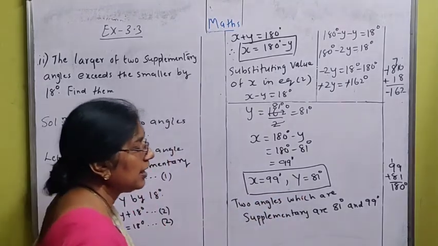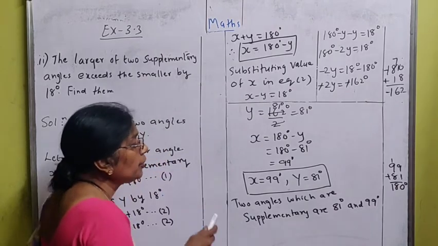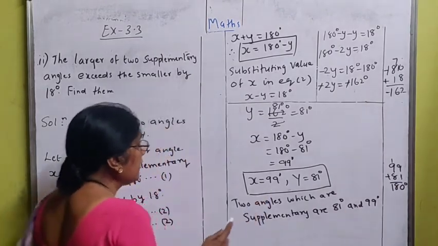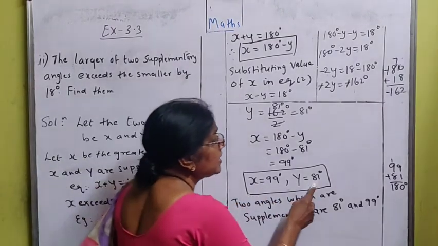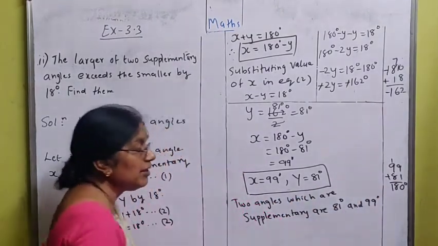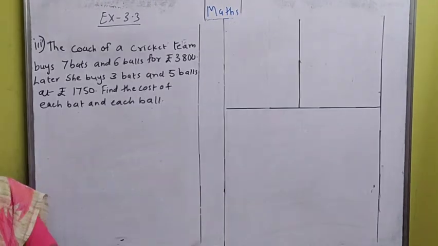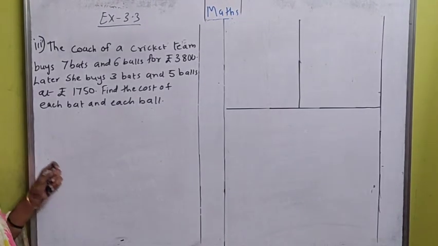Check whether it is right or wrong. What do you do in the working column, what is given? X plus y, you should get it as 180 degree. So 99 plus 81, you got it as 180 degree. That means your answer is correct. Now let us go to the next sum.